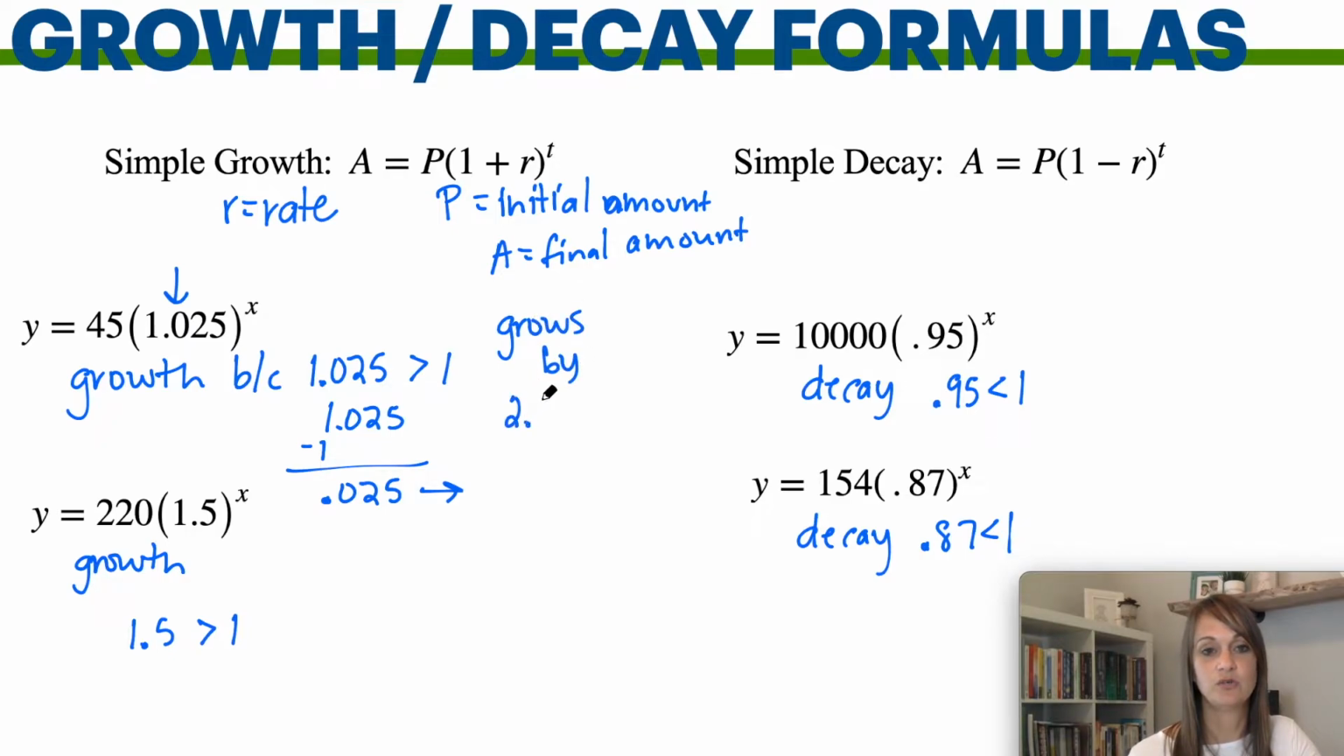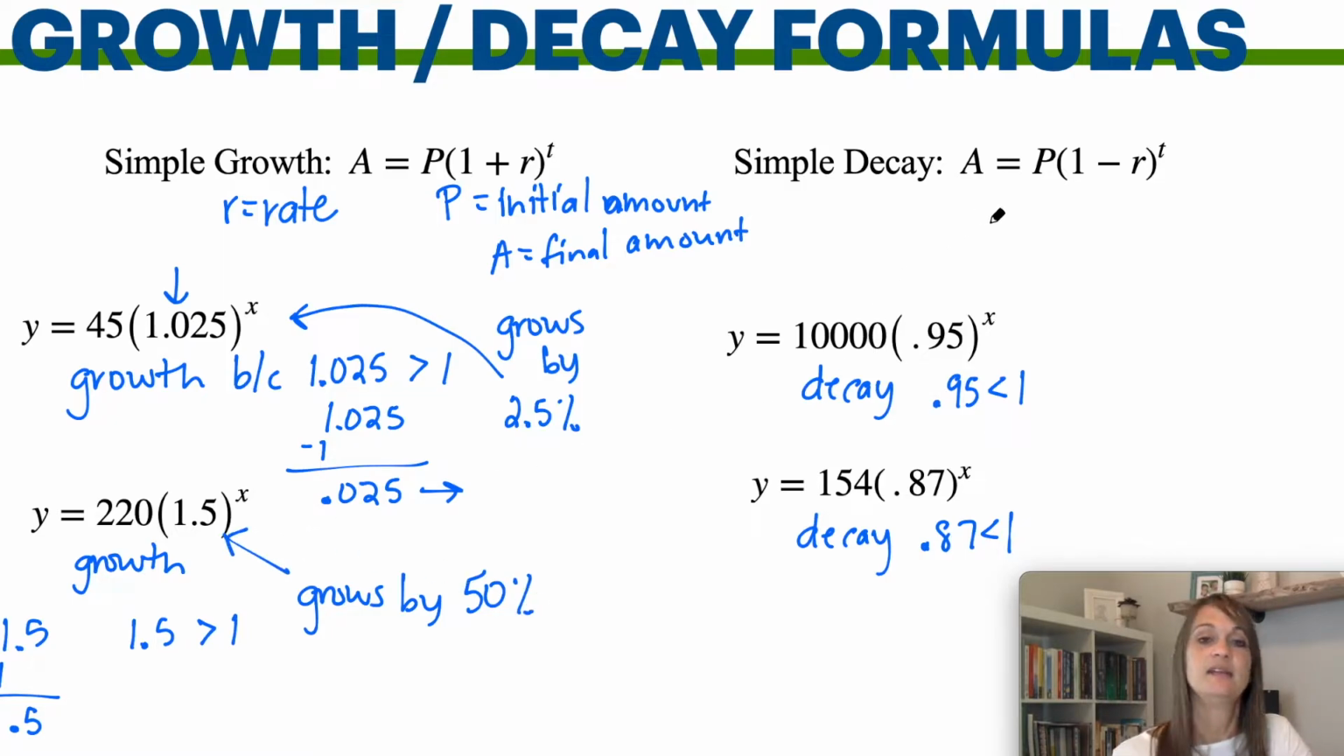by 2.5%. This one, if you take the number and subtract 100% of the number, you would get 0.5. And if you move the decimal over 2 places, you would say that this grows by 50%.